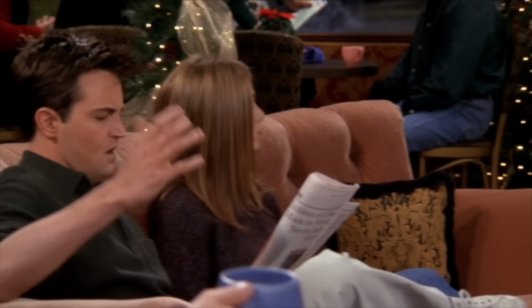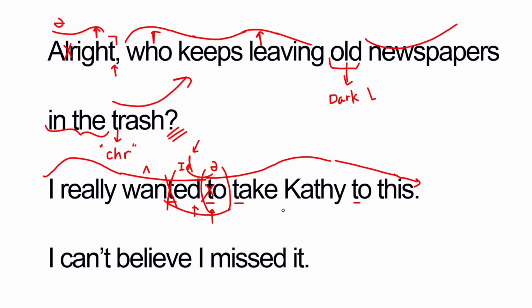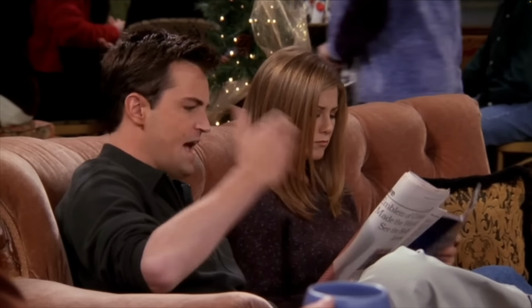I want to take Kathy. Take Kathy. So this T here is a true T, where we get that crisp release. And that's because it starts a stressed syllable. A T followed by a vowel or diphthong that starts a stressed syllable is always going to be a true T. Take. Take Kathy.